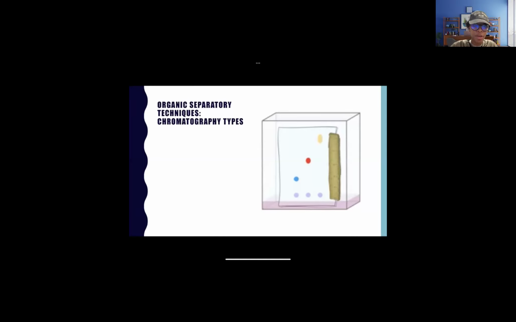So types of chromatography. As we just said, TLC or thin layer chromatography is going to be one of the most discussed and the type of chromatography you're most likely to encounter. So it will be placed on the bottom of a polar plate, such as silica gel.